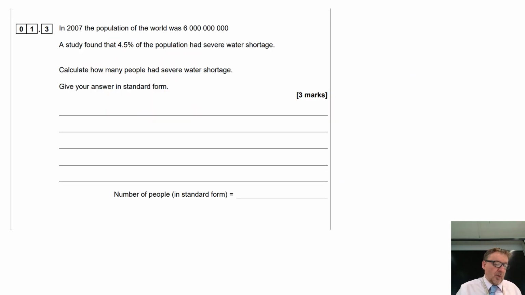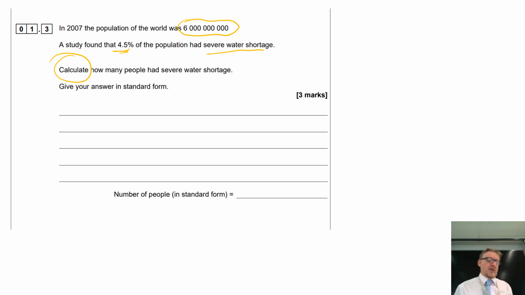Question number 1.3. In 2007, the population of the world was 6,000 million, which is 6 billion. A study found that 4.5% of the population had severe water shortage. Calculate means I'm going to be doing a sum. Calculate how many people had severe water shortage. Give the answer in standard form.